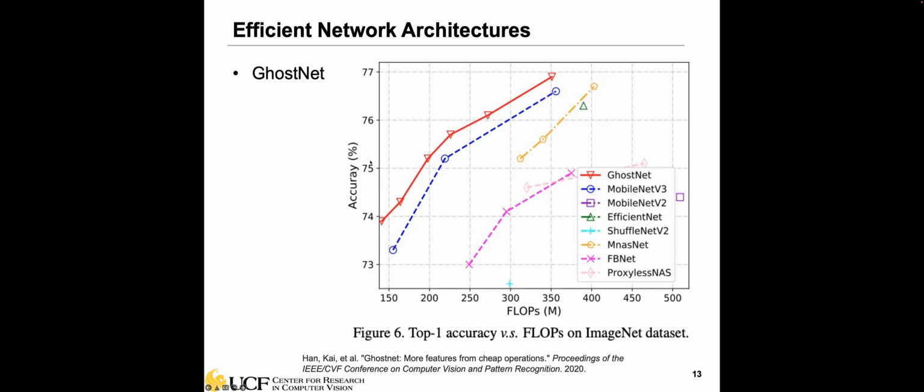You can also say, if I set a threshold of 75% accuracy, that's my threshold, then if you look horizontally, to achieve 75% accuracy, GhostNet requires less compute. You look at the vertical line here: MobileNet v3 requires more compute to achieve the same accuracy.